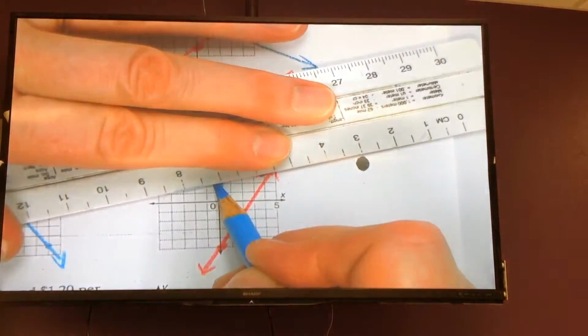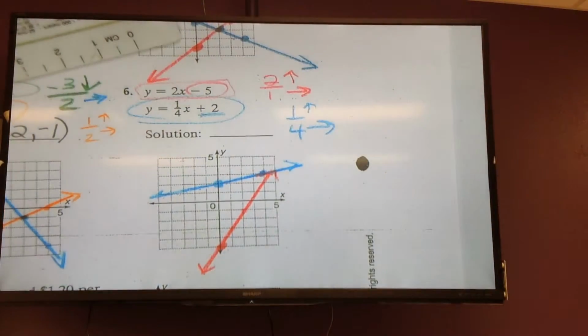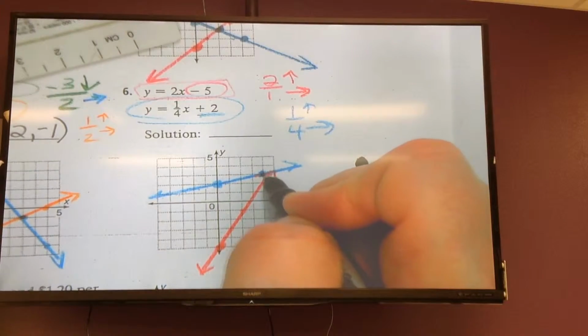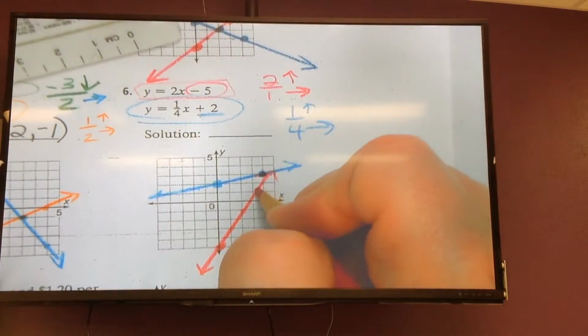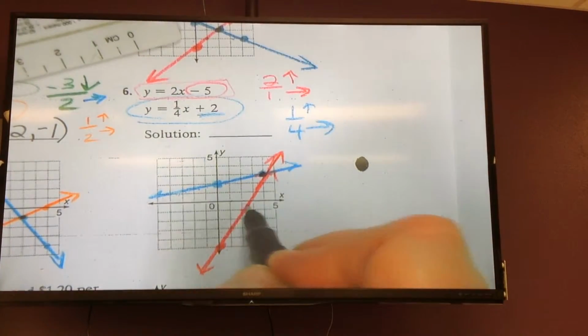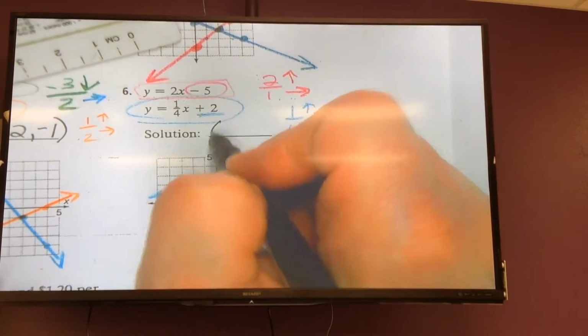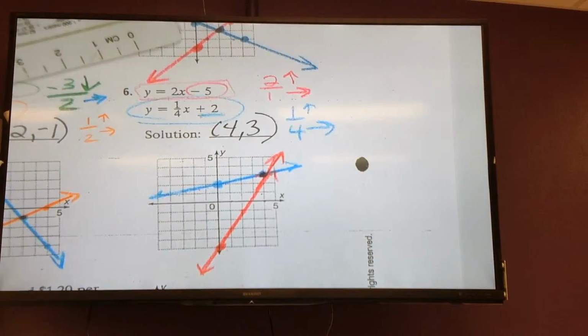So it's going to cross each other right out here, right here at this point, okay? The pink line and the blue line cross each other right there. So that point is 1, 2, 3, 4 over, and 1, 2, 3 up. So our point is 4, 3.